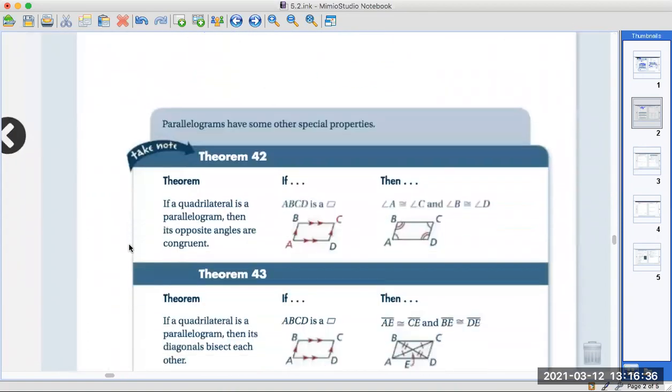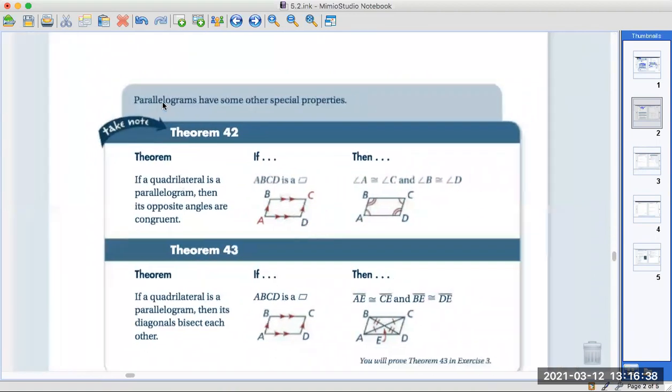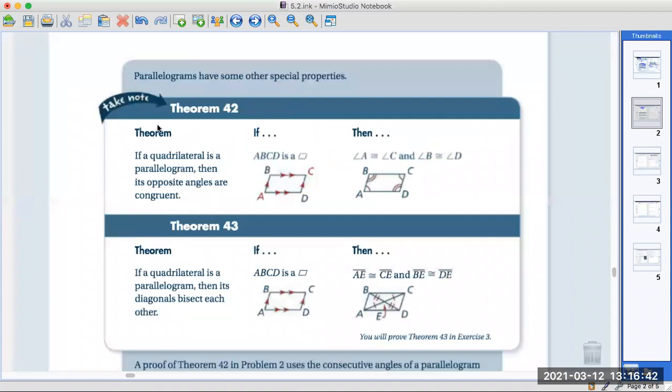Now the theorem, let's look at what this one says. Parallelograms have some other special properties. Okay, what else do they have? If a four-sided figure is a parallelogram, then its opposite angles are congruent. Congruent. Same measure. Equal. That's the word.